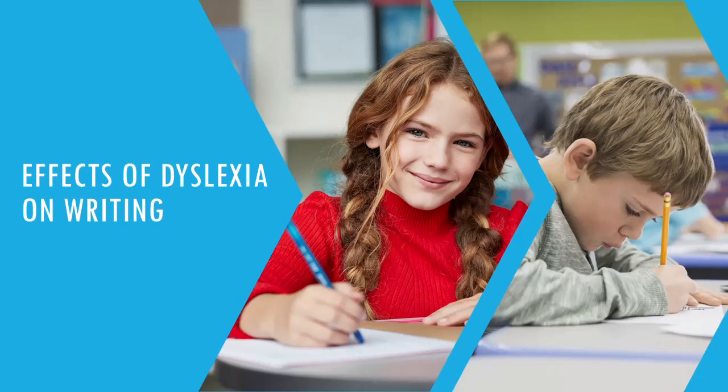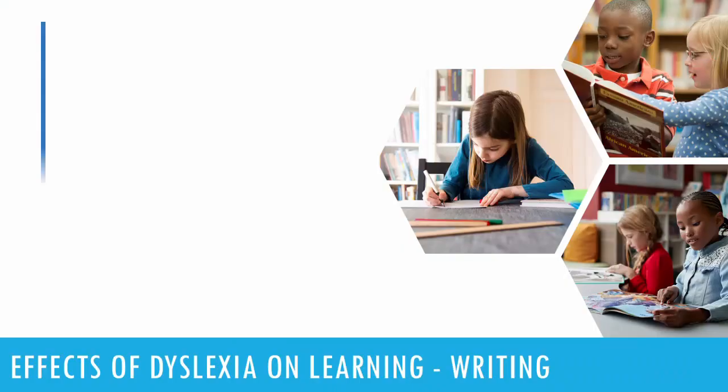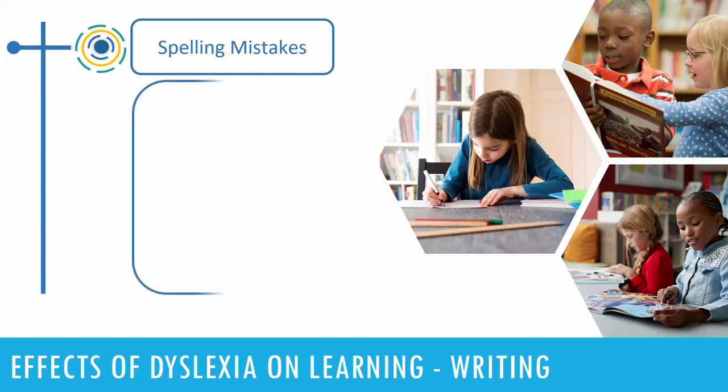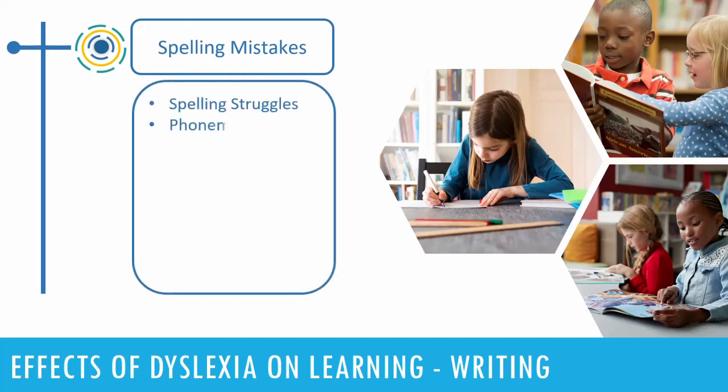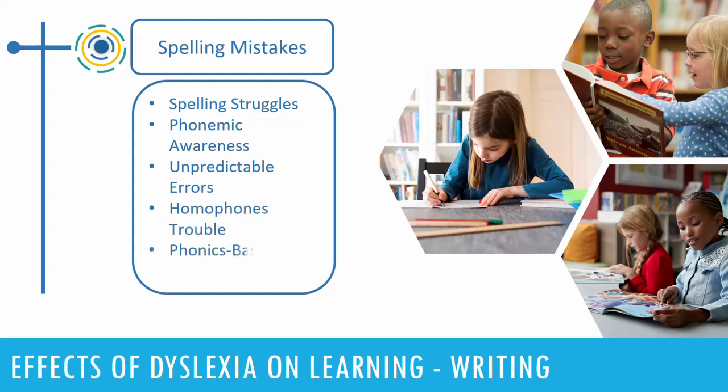Now, let's look at how a student's writing skills are affected by dyslexia. Spelling mistakes. Dyslexic students often struggle with spelling due to their difficulty in understanding phonemic awareness, which is the ability to hear, identify, and manipulate individual sounds in spoken words. This challenge leads to frequent and sometimes unpredictable spelling errors.